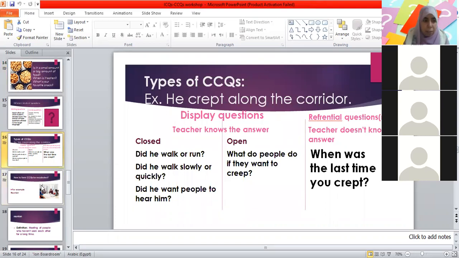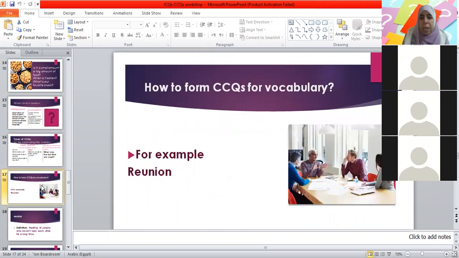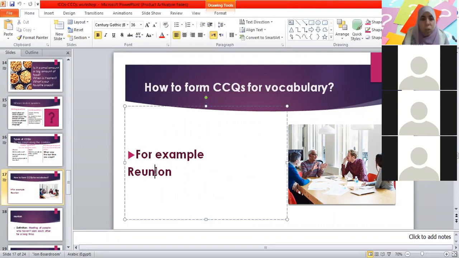Okay. Let's apply that with more examples, and I think it will be clear, inshallah, with an item of vocabulary and an item of grammar. So let's start with vocabulary. Here I have a picture of people sitting together. And I have this word, reunion. What do you think about this word? Can you guess the meaning of this word?